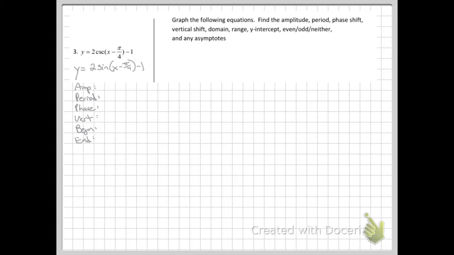So the amplitude is the number in front, 2, positive. The period is 2 pi over b. B is an imaginary 1, so 2 pi. The phase shift is right pi over 4. Vertical shift is down 1. This has no vertical reflection. So my beginning is going to be pi over 4, and my end is going to be pi over 4 plus 2 pi, or pi over 4 plus 8 pi over 4, which is 9 pi over 4.